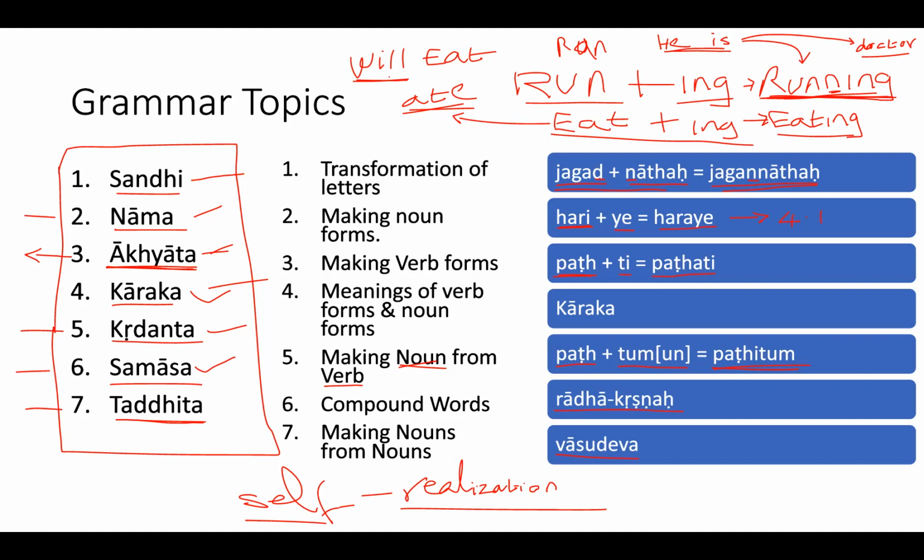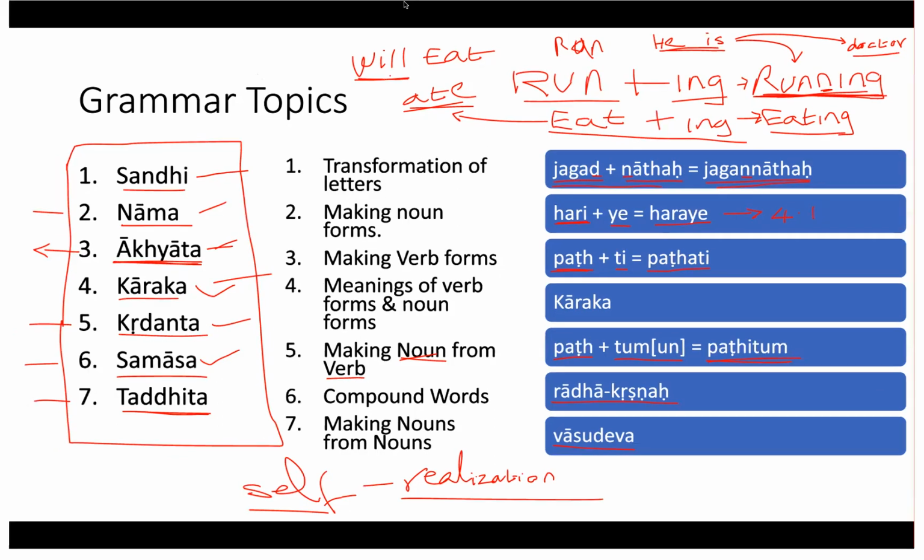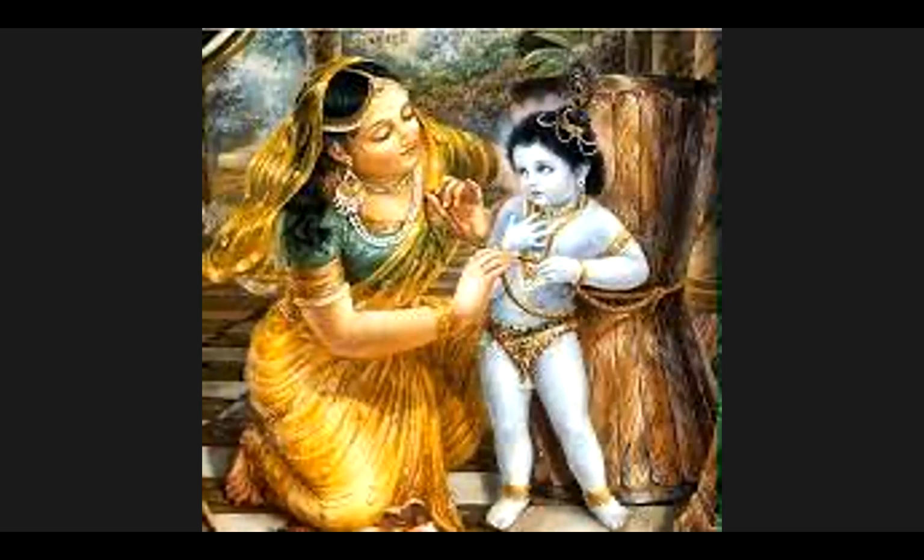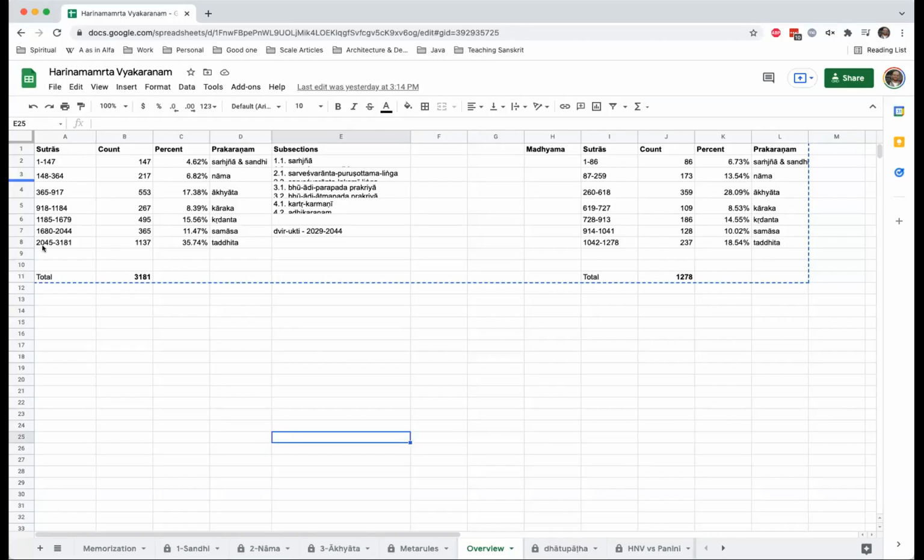So for the number of sutras, I'm going to share another screen. Let me share another screen. Hare Krishna, everyone. So here, you see this. Let me make it bigger.